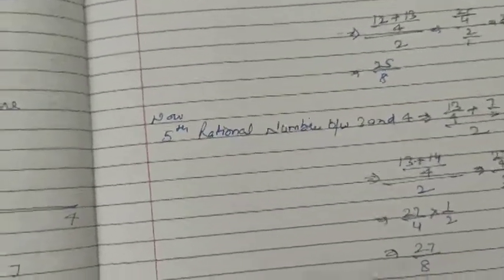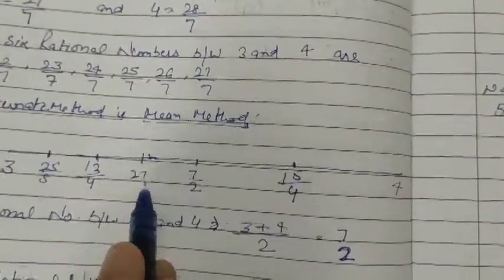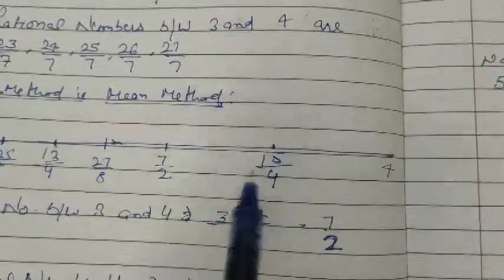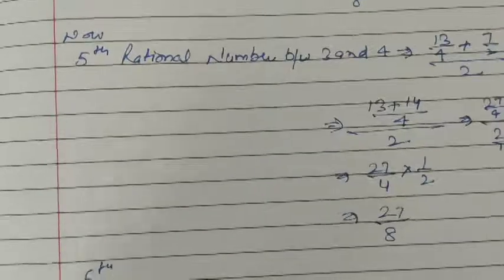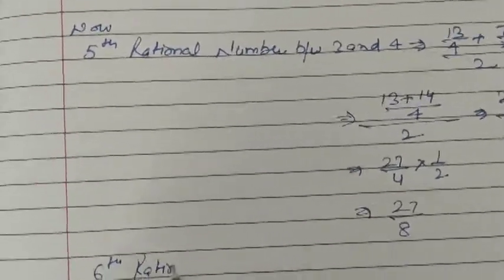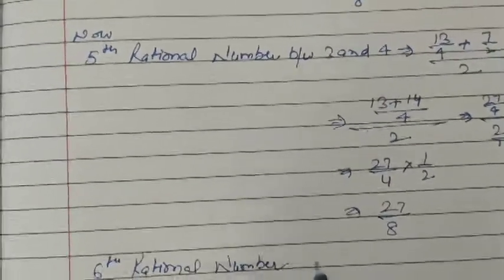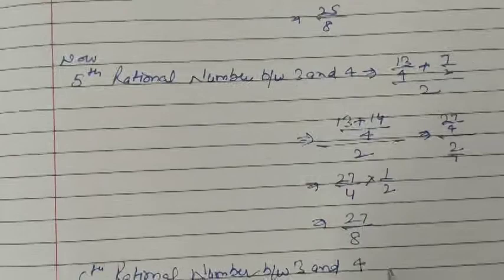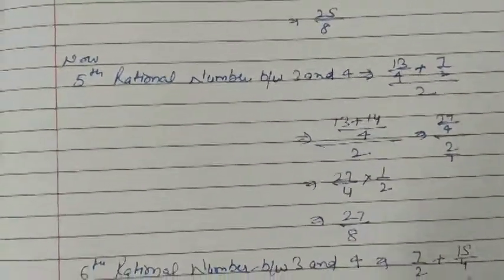So this will exist between 13 by 4 and 7 by 2. This is 27 by 8. And the next number we will find between 7 by 2 and 15 by 4. So the sixth rational number between 3 and 4 will be 7 by 2 plus 15 by 4, upon 2.